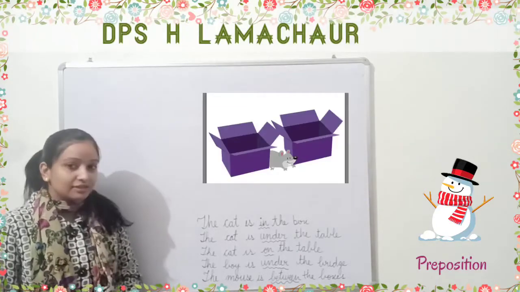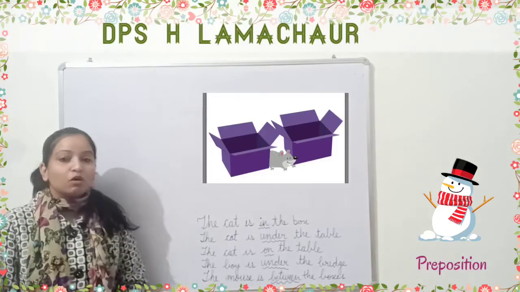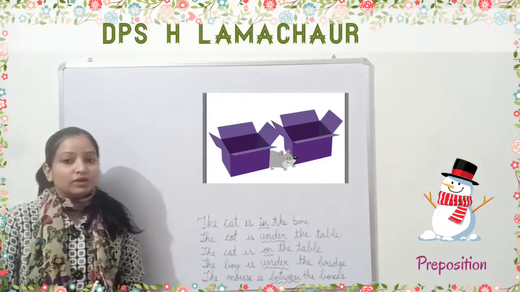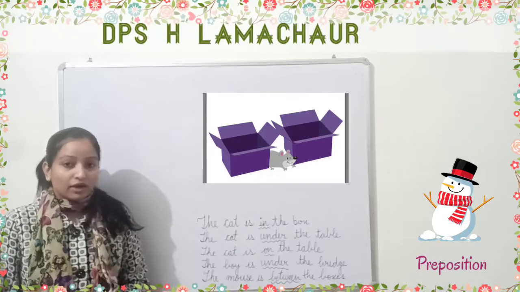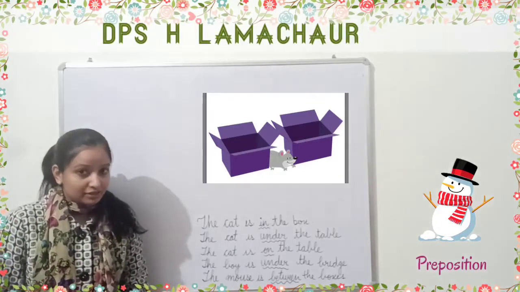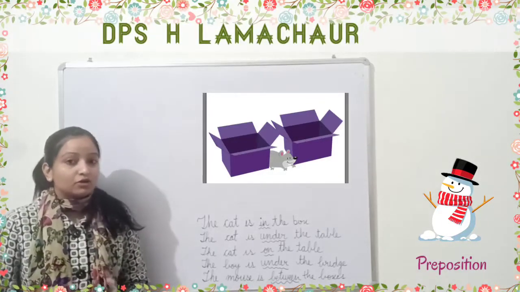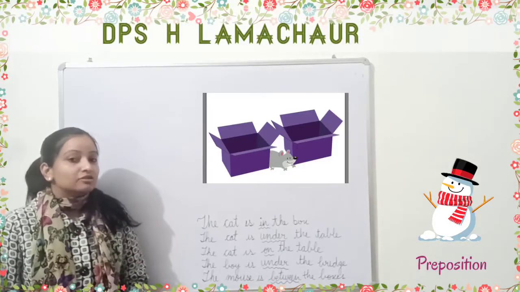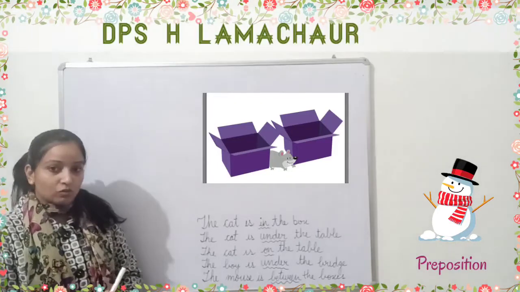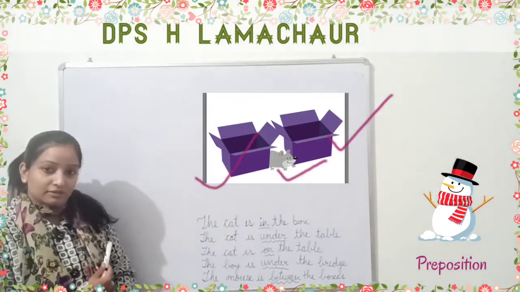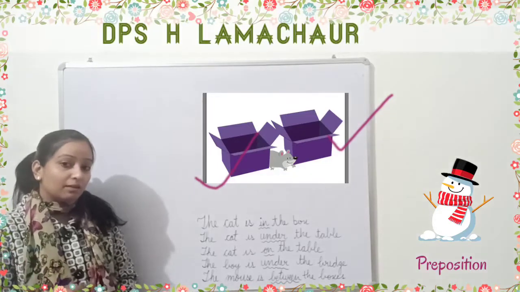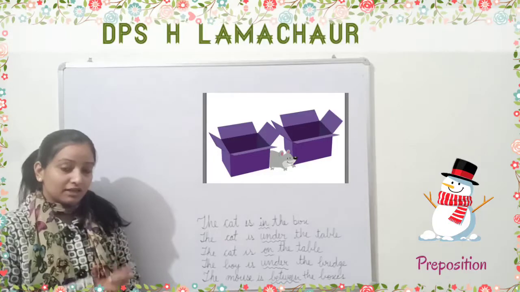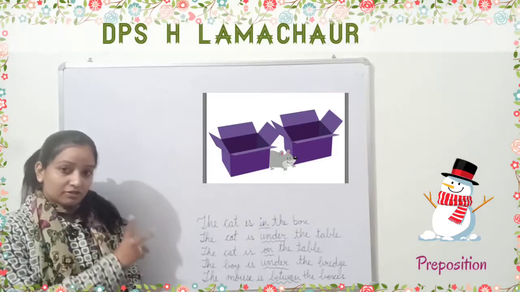Next is the mouse is between the boxes. So when can we use the preposition between? When we are talking about two things. When we are talking about two things which are clearly different. So here you can see that where is the mouse? This. And where are the boxes? These. And where is the mouse exactly? In the mid. The mouse is in the mid of these two boxes.